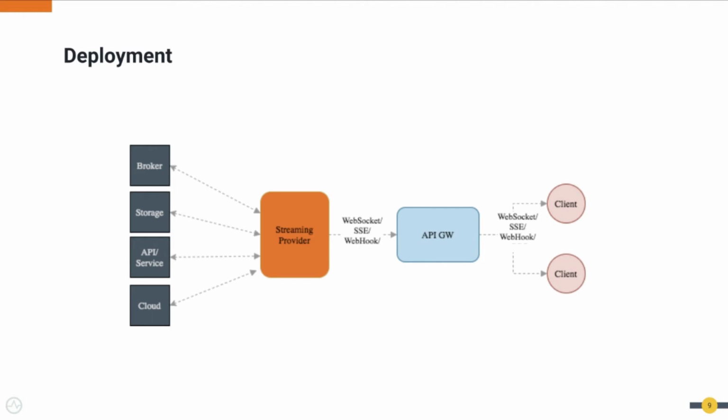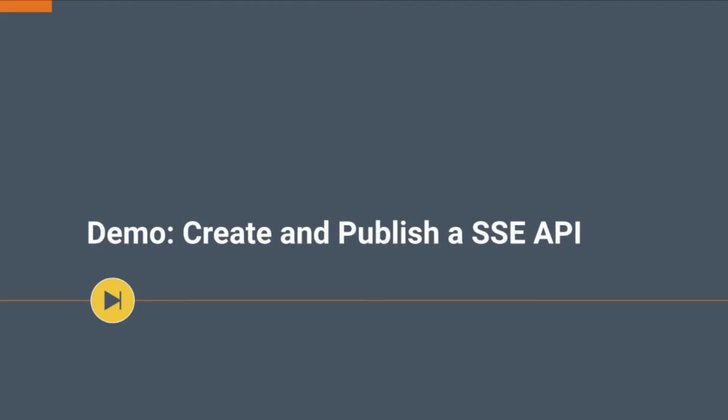The second component is the API Gateway. The API Gateway proxies the stream provided by the stream provider to the client via either Webhooks or WebSockets or SSE protocol. It will enforce the policies and validate the message formats too. And the third and final component is the clients. Clients will connect to this gateway to consume the streaming API via WebSockets or Webhooks or SSE protocol.